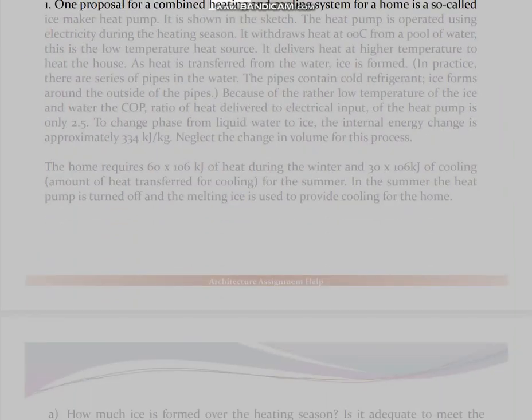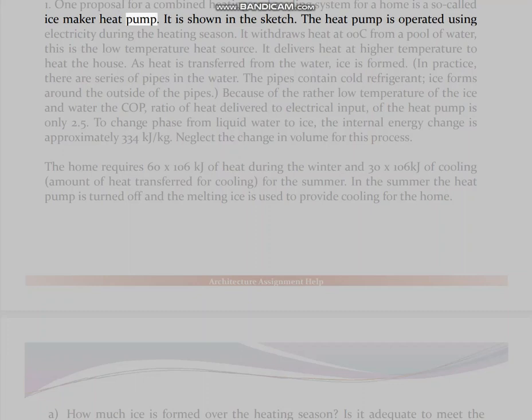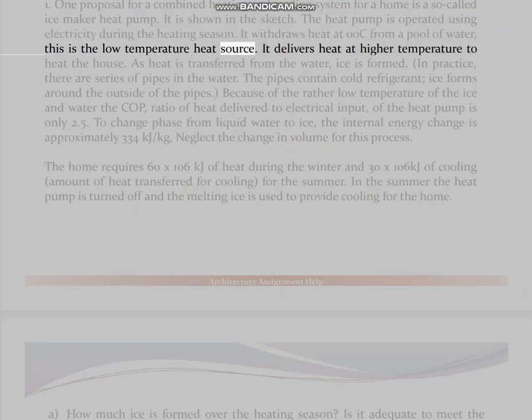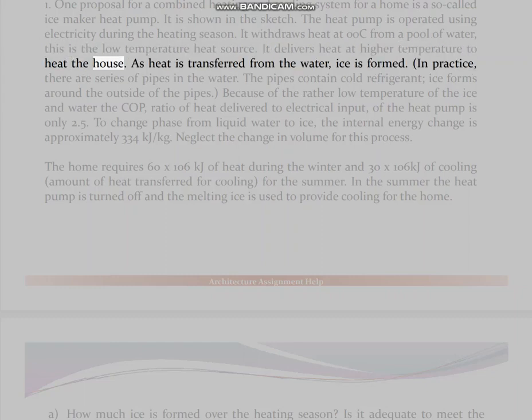One proposal for a combined heating and cooling system for a home is a so-called ice maker heat pump. It is shown in the sketch. The heat pump is operated using electricity during the heating season. It withdraws heat at 0°C from a pool of water. This is the low-temperature heat source. It delivers heat at higher temperature to heat the house. As heat is transferred from the water, ice is formed.